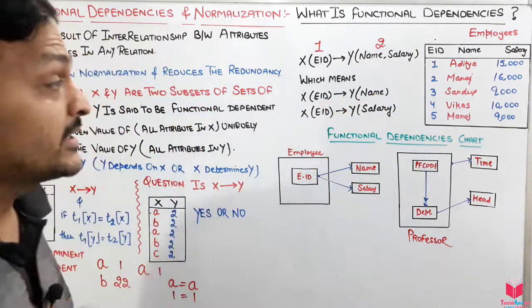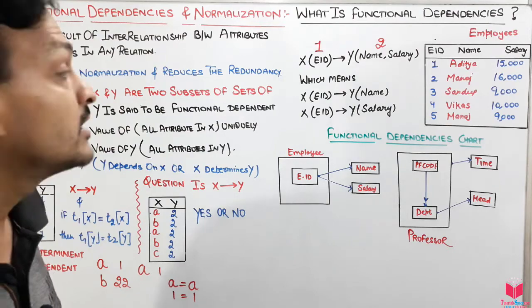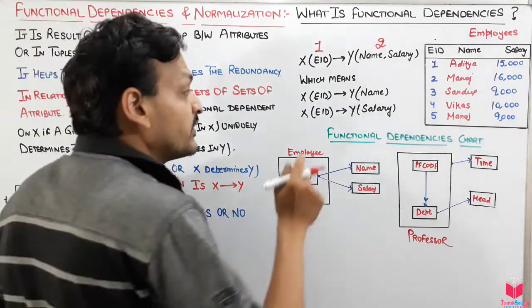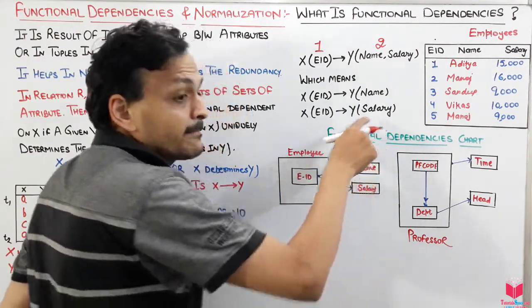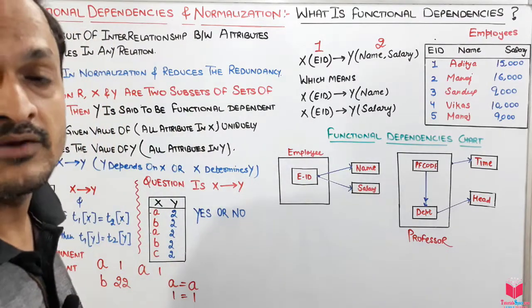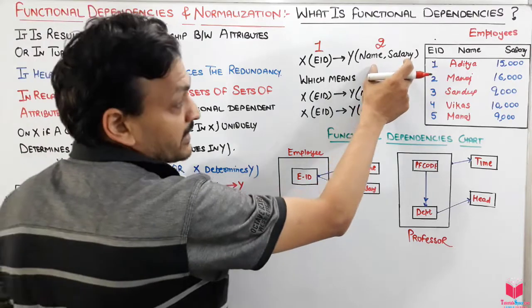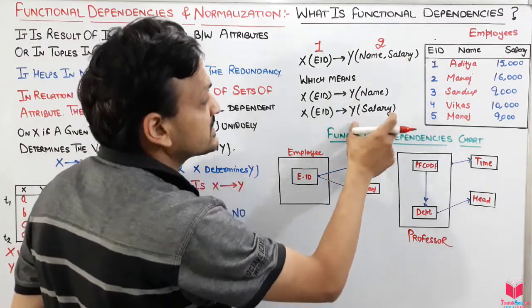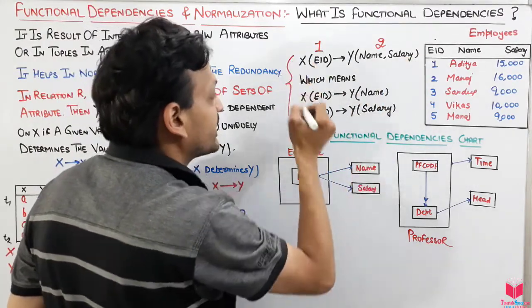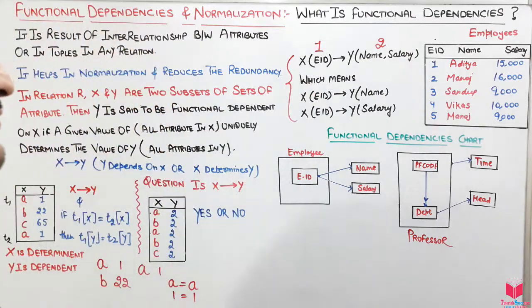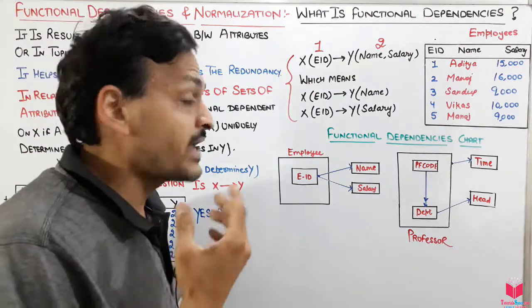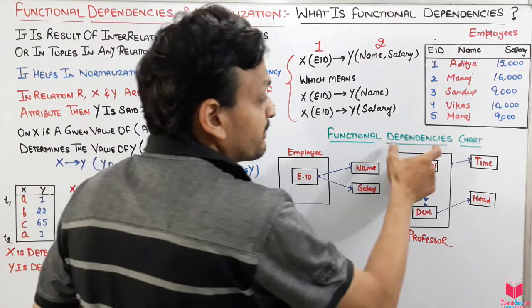Okay guys, name is functionally dependent on EID. And we can separately also write that salary is functionally dependent on EID. So we can write it separately. Okay guys, so this is the main scenario of writing these things. After that, if we have to present it in diagram form, we have a functional dependency chart.